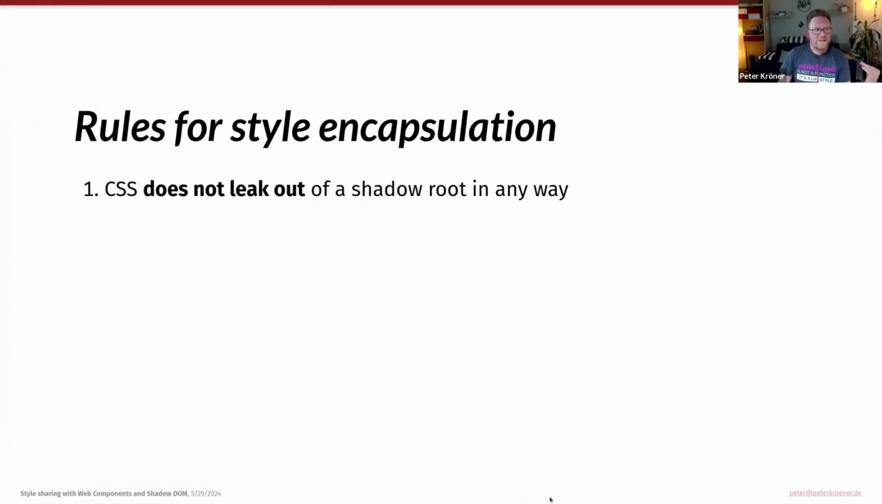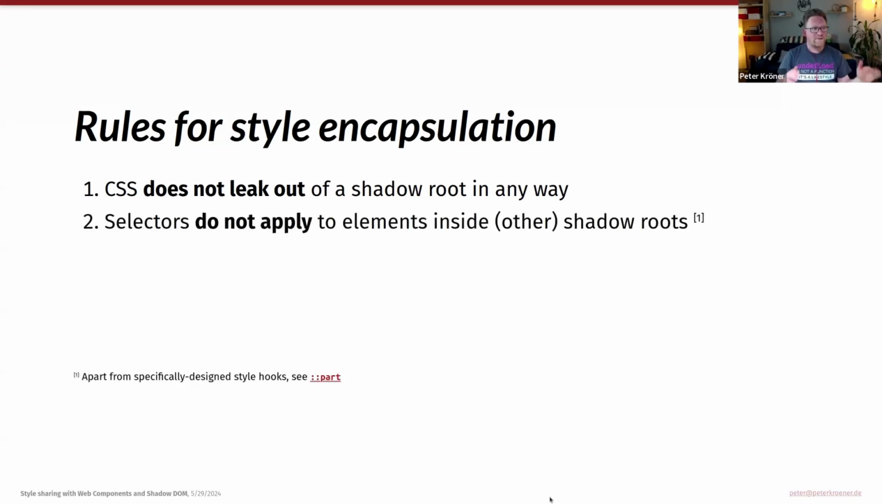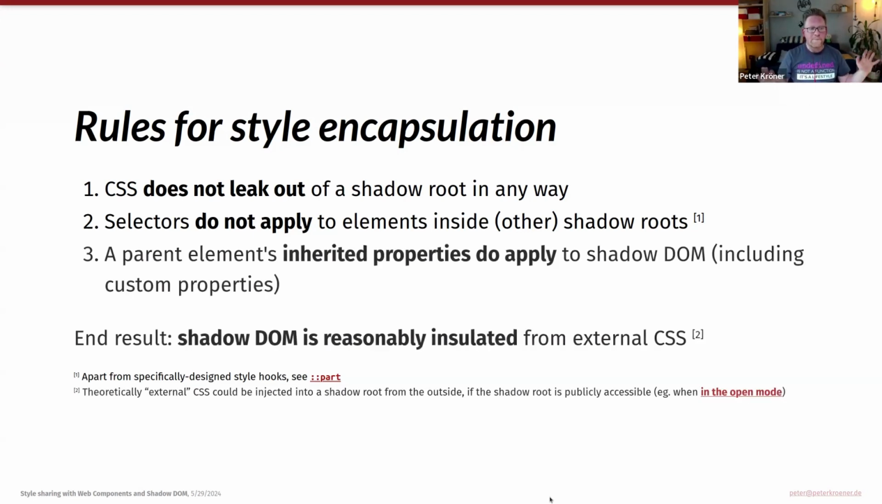So, to summarize, CSS does not leak out of a shadow root in any way. Something that happens in a shadow root stays in the shadow root in general. Selectors do not apply to elements inside other shadow roots, or if you're talking about the main page, the light DOM, selectors defined in the light DOM don't apply to shadow roots. Again, unless you perform specific magic steps that are out of scope for today. And the third thing is that a parent element's inherited properties get inherited into the shadow DOM.